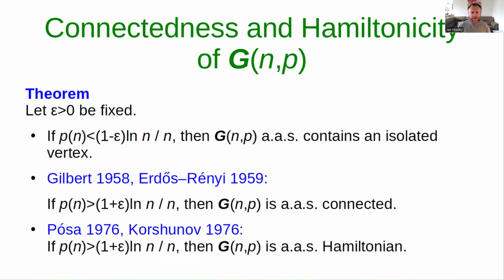And on the other hand, if p is increased just slightly above this threshold, the graph becomes connected. This connectivity result dates back to the foundational papers of Gilbert and Erdős-Rényi from the late 1950s. Notably, at this exact same threshold, the graph also becomes Hamiltonian, meaning it contains a Hamiltonian cycle, so a cycle going through all the vertices.